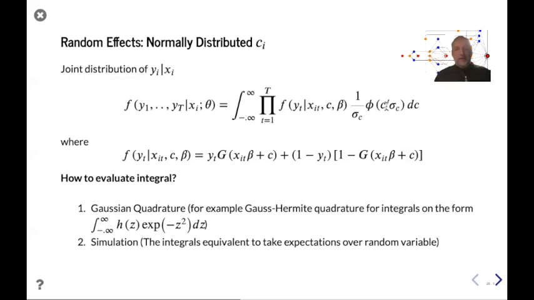And again, here we have that density, which is really the usual one you get from binary response models.